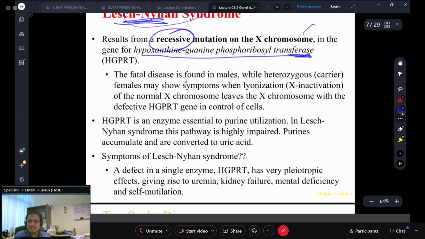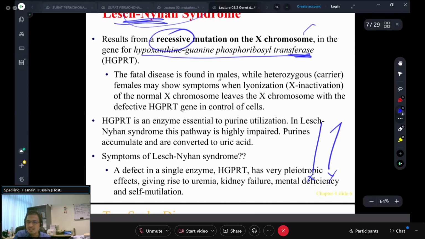Okay, fatal disease is found in males. Okay, why is the fatal disease in males? Because males have one X and one Y. So this one is X, this one is Y, right? So in males, there is only one X chromosome.